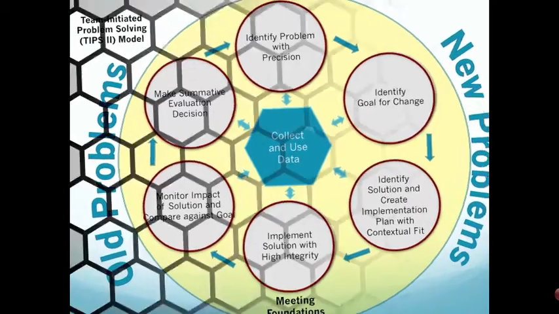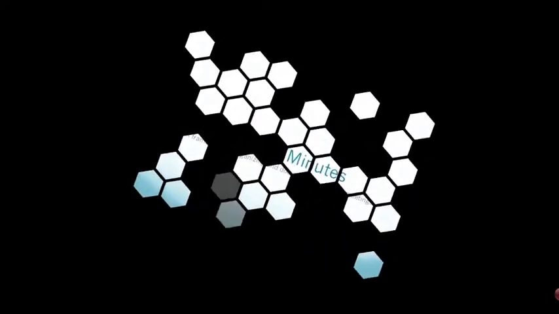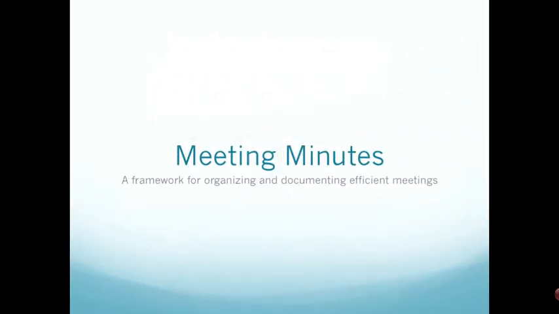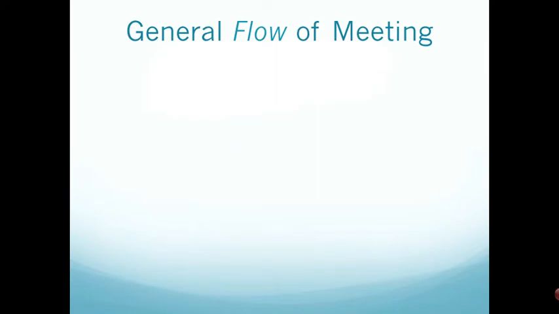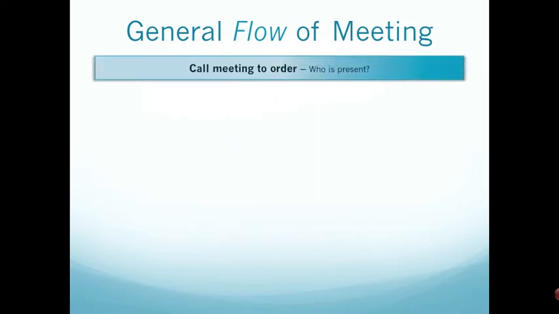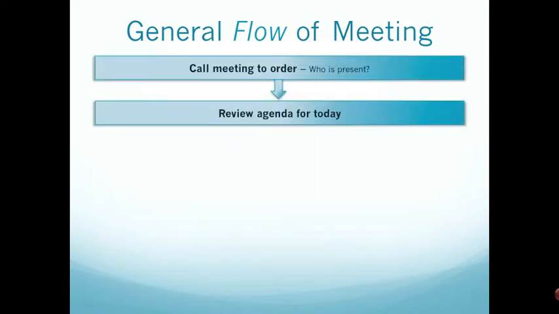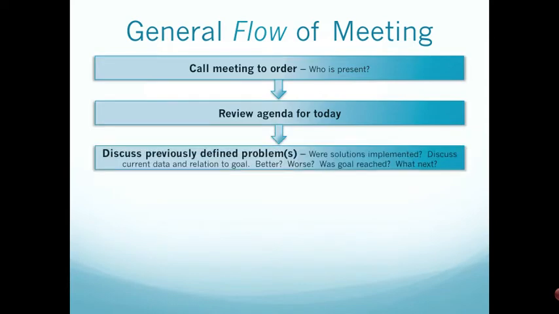Before looking more closely at our Meeting Minutes form, let's talk about the structure or the flow of a TIPS meeting. The meeting begins with the facilitator calling attention to the first item on the agenda. We then move into discussing our previously defined problems, asking the questions of whether solutions were implemented, discussing current data and whether or not our goal has been reached. Have things gotten better or worse? And then deciding what our next steps are related to that problem.